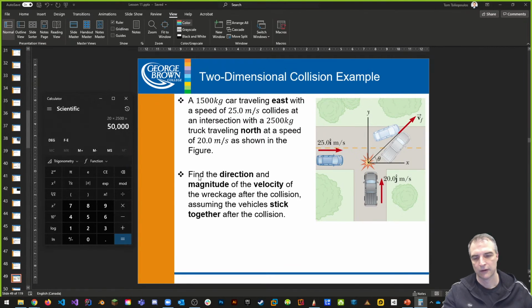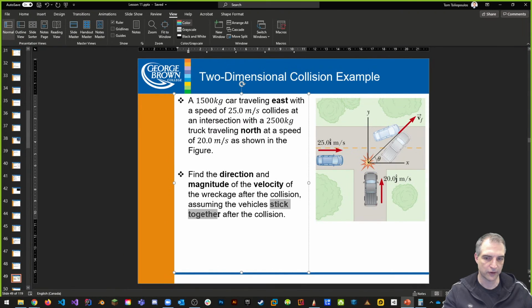Okay. Find the direction and magnitude of the velocity of the wreckage after the collision, assuming the vehicles stick together. Sticking together, this whole mess is a perfectly inelastic collision. Because it's a perfectly inelastic collision, we want to look at the composite system at the end.